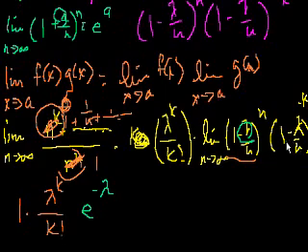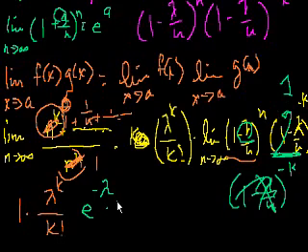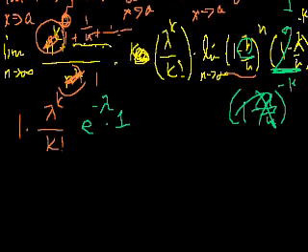And then finally, what's the limit as n approaches infinity of 1 minus lambda over n, to the minus k power? Let me write it a little bit neater. What happens as n approaches infinity? Well, lambda is a constant. As n approaches infinity, this term is going to approach 0. So you have 1 to the minus k. 1 to any power is 1. So that term becomes 1. So we have another 1 there. So there you have it.